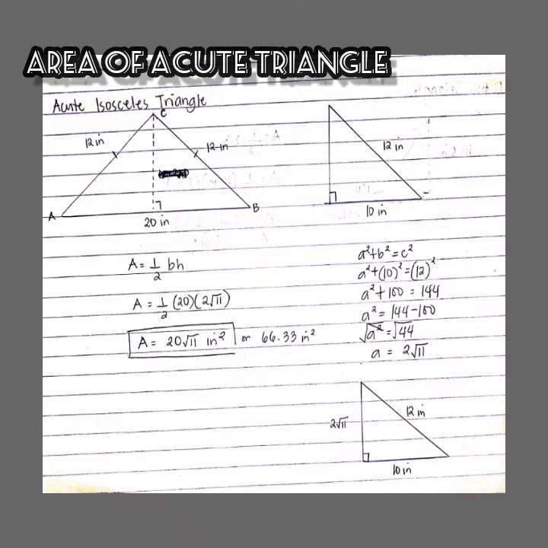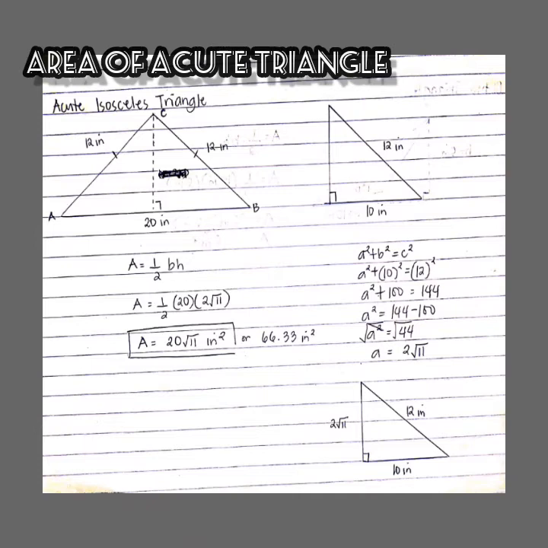So in finding its height, we're going to use Pythagorean theorem. So that is a squared plus b squared is equals to c squared. And remember that there is 20 inches, so therefore the other side is 10 inches and the other side is 10 inches. So the base is 10 and the hypotenuse is 12. So that is a squared plus 10 squared is equals to 12 squared. A squared plus 100 is equals to 144.